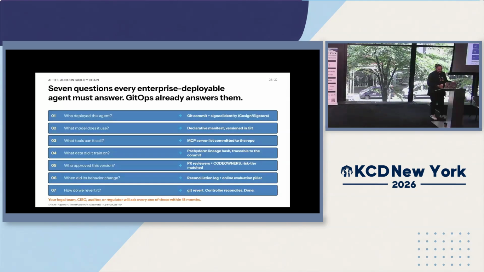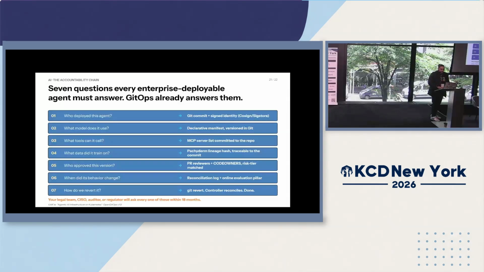So what tools can it call? The MCP server list committed to the repo, that's absolutely essential. What data did it train on? That's another thing you're able to take a look at. Who approved this version? PR reviewers and code owners are there. When did this behavior change? The reconciliation log and online evaluation on top of the reviewer notes as well. That would be super helpful. These are all things that if an auditor came and asked you for, you would be able to present to them up front. Otherwise, you'd be really scrambling to get this information, right?